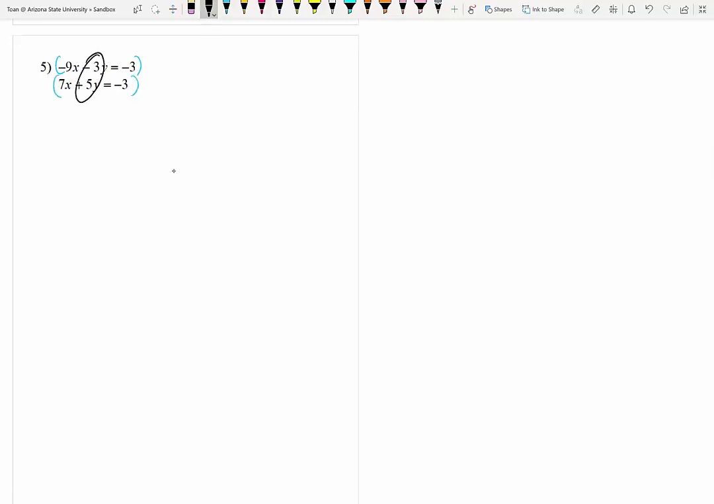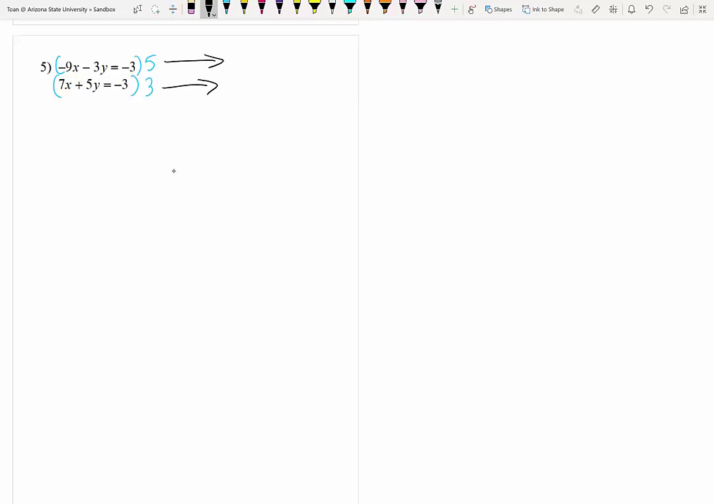If I'm eliminating the y's, a 3 and a 5, the common multiple is 15. So I need to multiply the top equation by a 5 and the bottom equation by a 3. I also want them to be opposite signs, and notice how they're already opposites. One's positive, one's negative. So I don't need to fuss with any extra negatives. You should go ahead and multiply it as is.